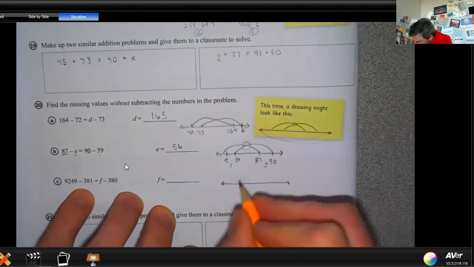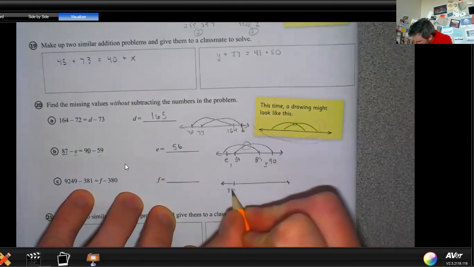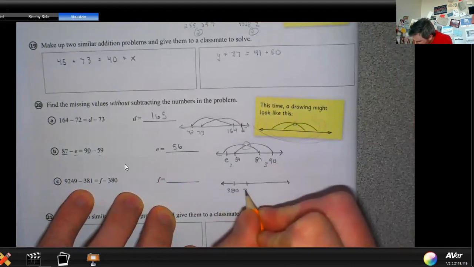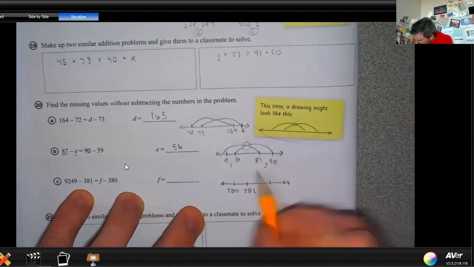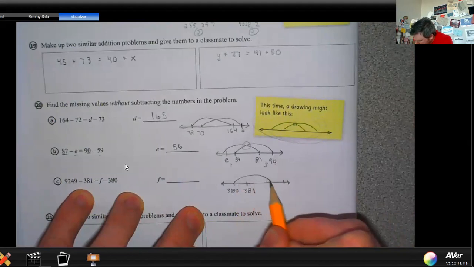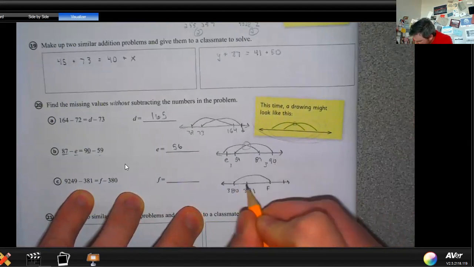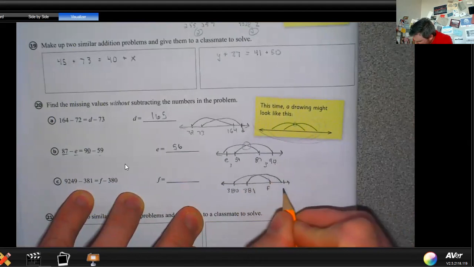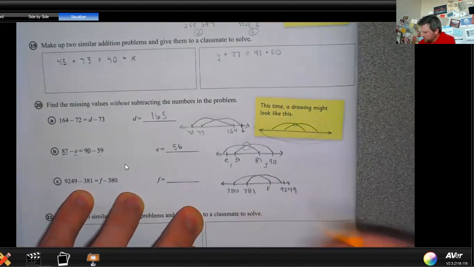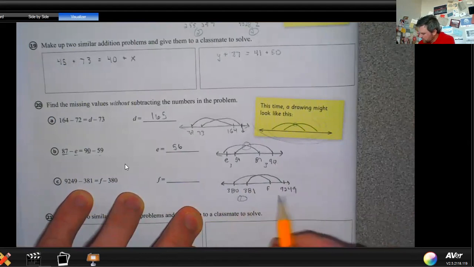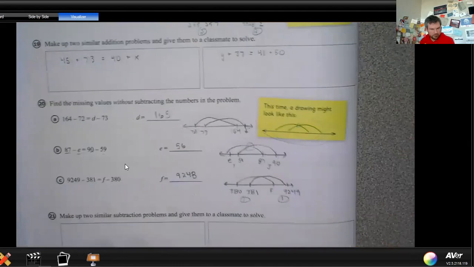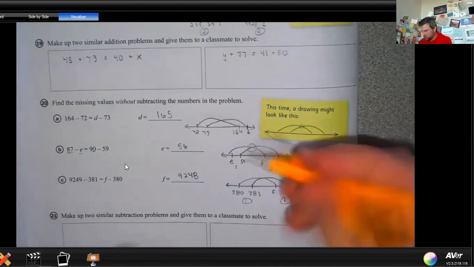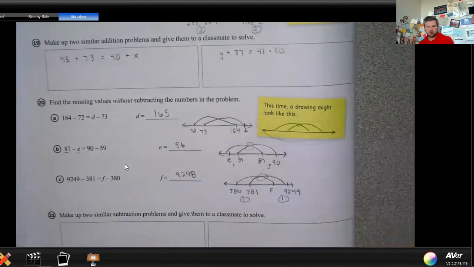Looks like our smaller numbers are 380 and 381. So your 380 will go to here, which is F, and your 381 will go to here, which is 9249. So this has a difference of 1, so this will have a difference of 1. So we're at 9248. Okay, so make sure when you're doing subtraction that those arrows or those arcs cross.